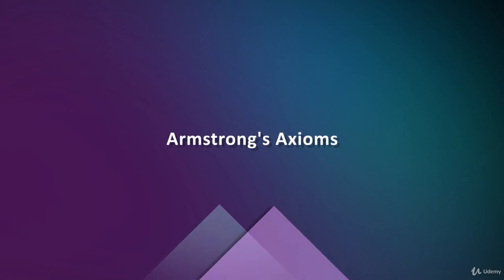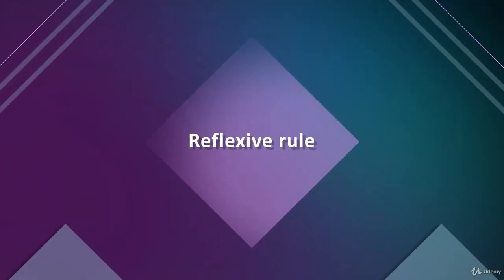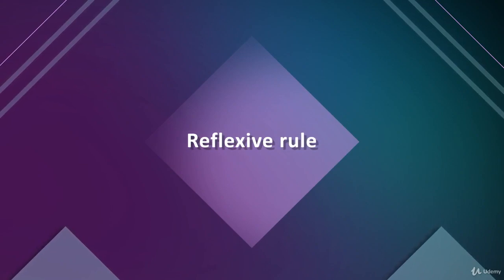Armstrong's axioms. If F is a set of functional dependencies, then the closure of F, denoted as F+, is the set of all functional dependencies logically implied by F. Armstrong's axioms are a set of rules that, when applied repeatedly, generate a closure of functional dependencies. Reflexive rule. If alpha is a set of attributes and beta is a subset of alpha, then alpha holds beta.